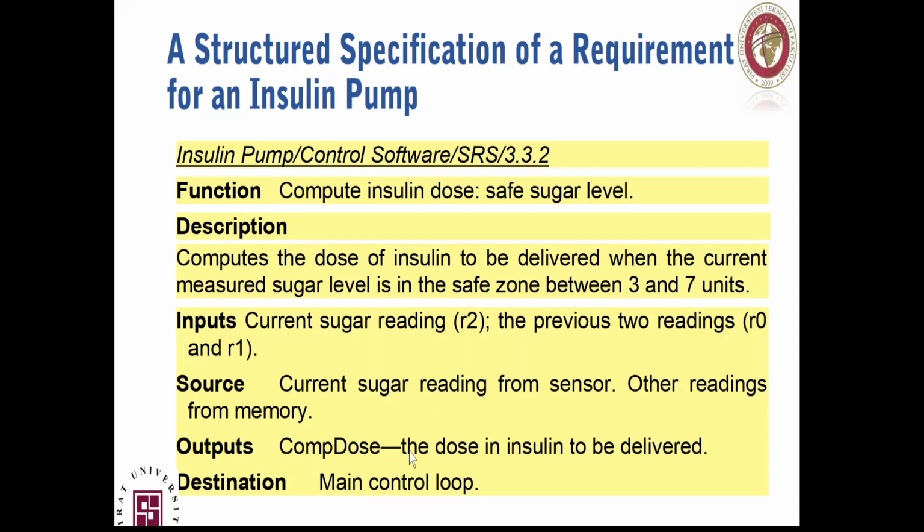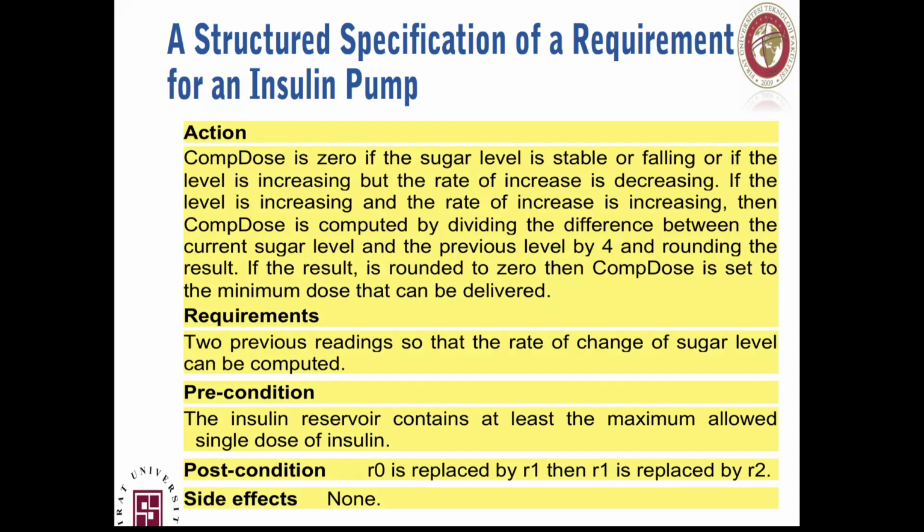So outputs. We compute the dose, and this dose of insulin will be delivered. So it will give an instruction to some reservoir to pass the insulin to the patient. How about the destination, the main control loop? This is a medical procedure where we provide an instruction to somewhere for providing drops of insulin or medication to the blood circulation of the patient.